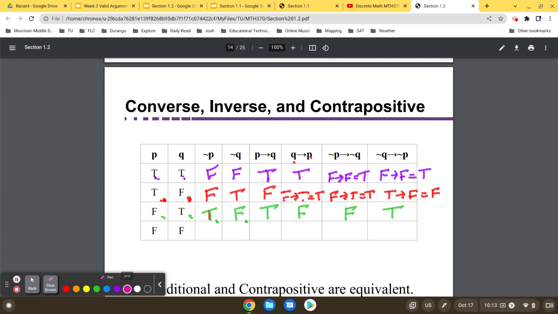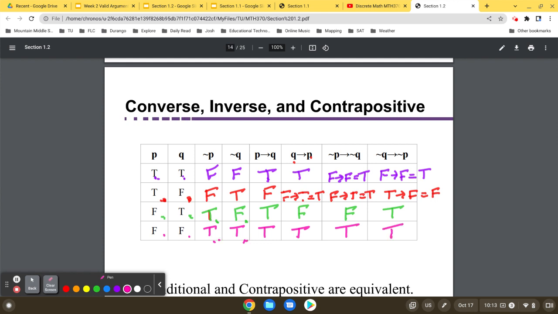Last one. So inverse or negation. P implies Q would be true. Q implies P would be true. Not P, so that'd be a true implies true. That's going to be true. And not Q implies not P, and that's going to be true.